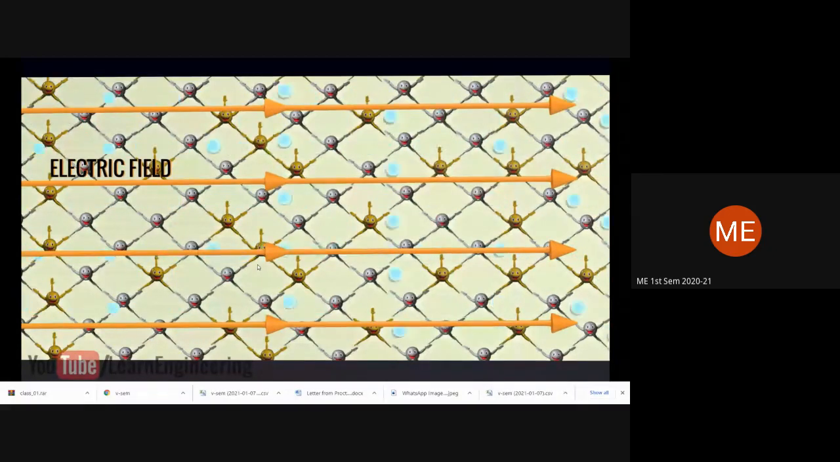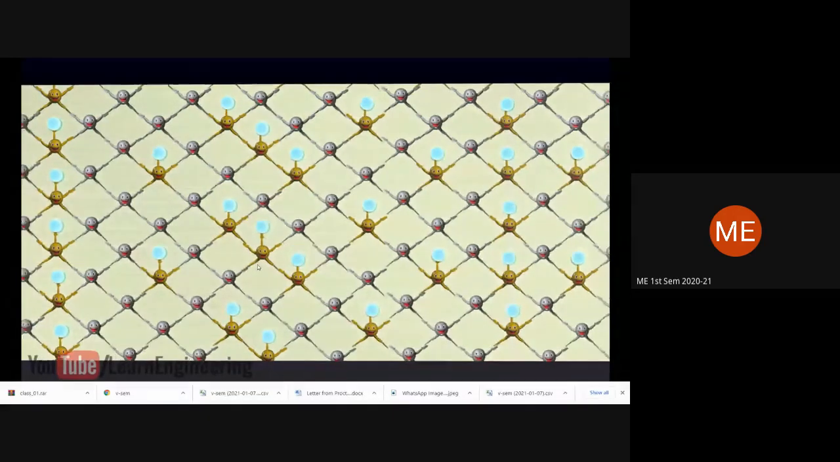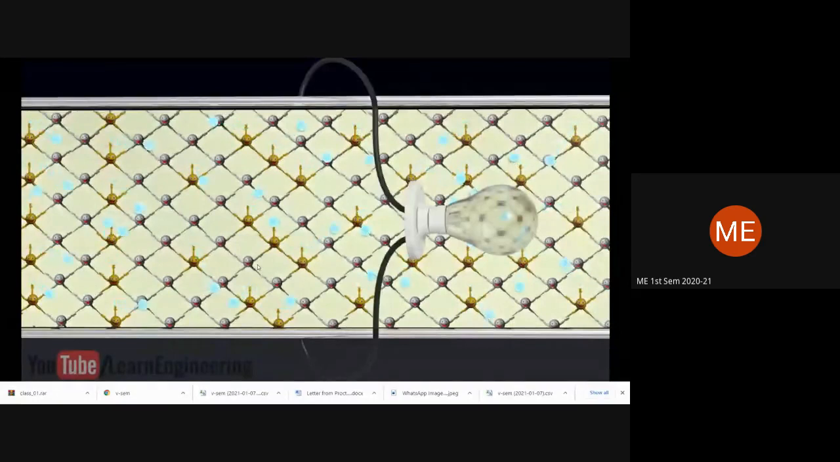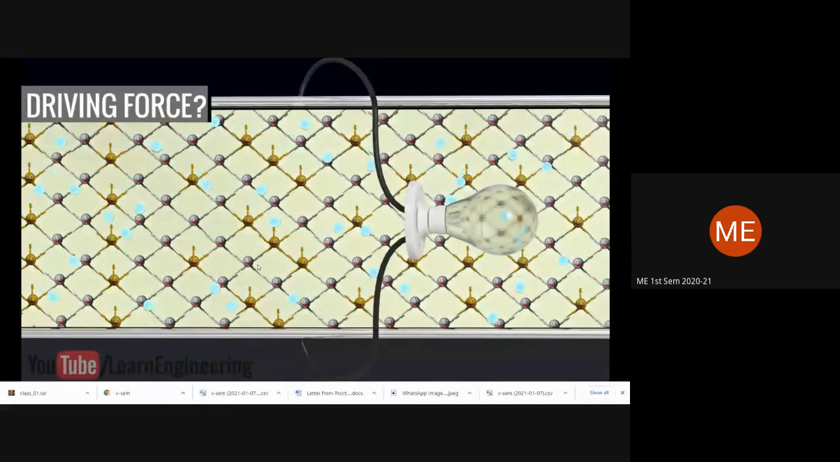Let's try to make a highly simplified solar cell only using this type of material. When light strikes them, the electrons will gain photon energy and will be free to move. However, this movement of the electrons is random. It does not result in any current through the load. To make the electron flow unidirectional, a driving force is needed.